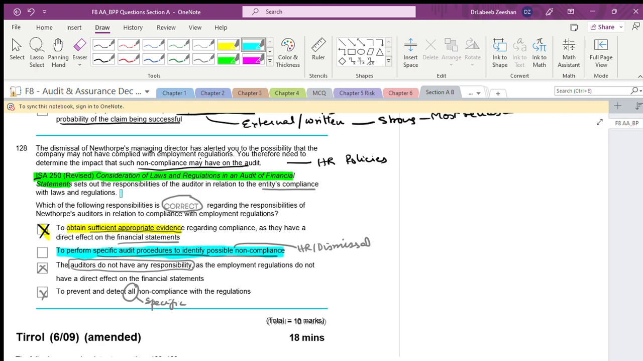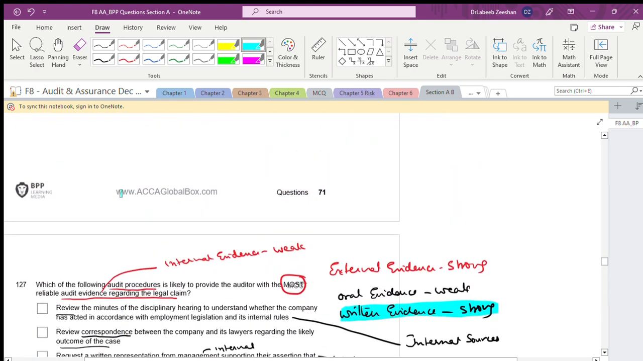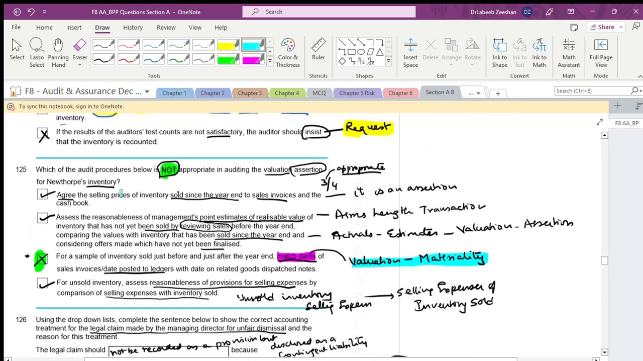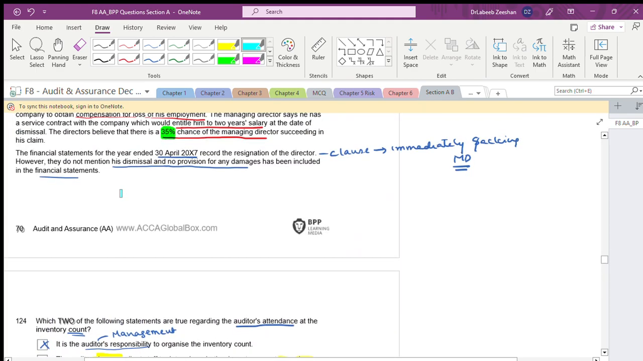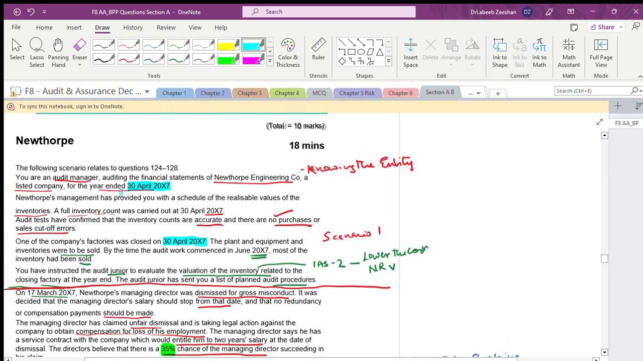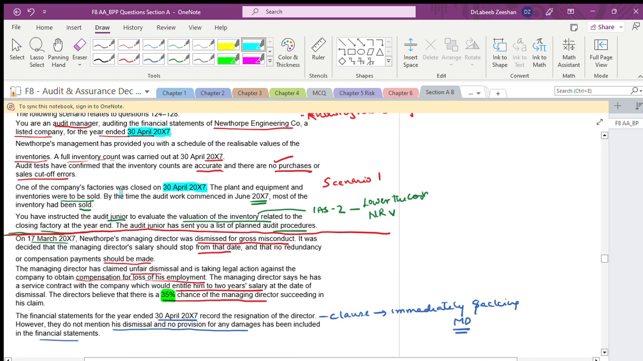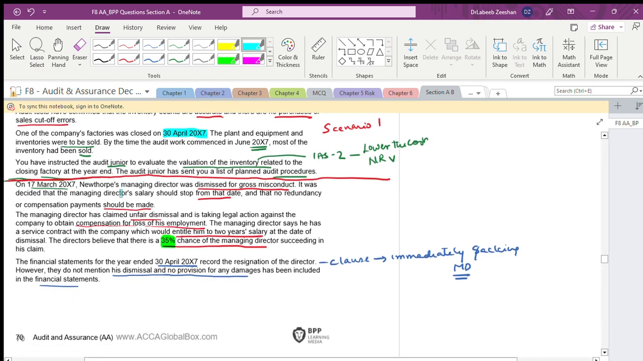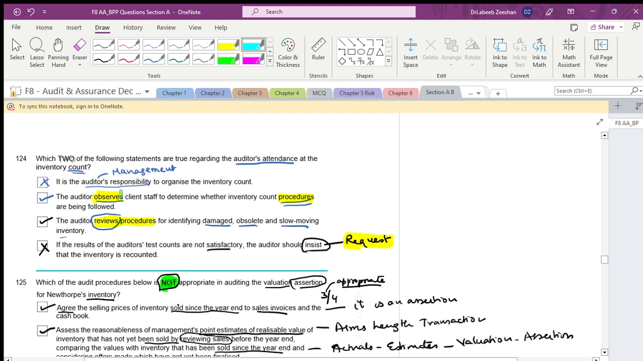See what we have learned from this session, that's very important. At the end of the session, we should know what we have done. Most importantly, first you should identify how to approach the question as such. They have given you two different scenarios, one with respect to the inventory and another with respect to the managing director's dismissal. Based on that, they have asked, with respect to inventory, what is the role of the auditor?